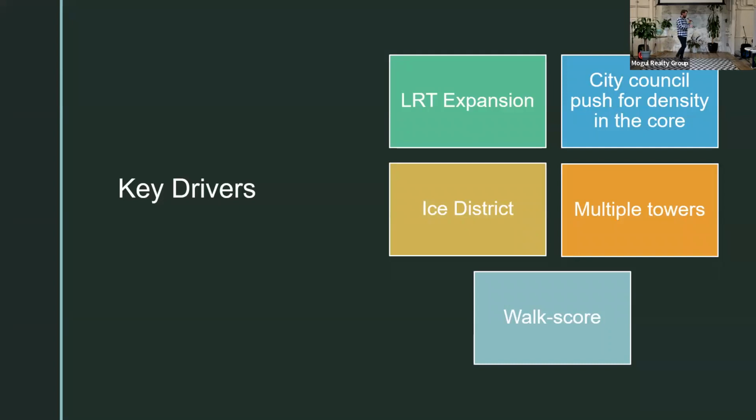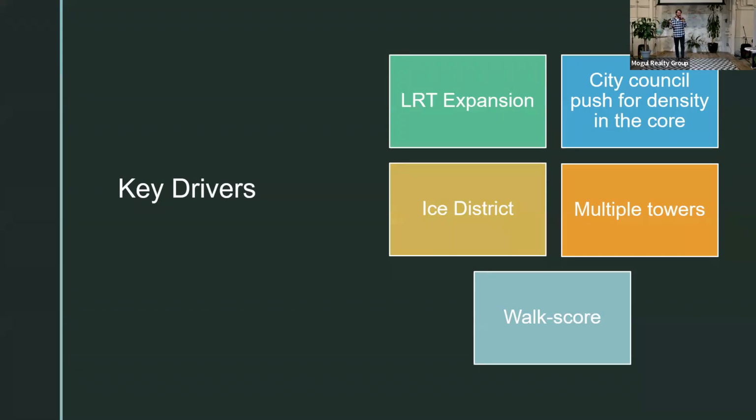Ice District. Obviously, this has been a hot topic in Edmonton for quite some time. About a couple of billion dollars going into the Ice District. It's not done yet. There's a lot of things that are still happening in that district. So that's creating a lot of hype, a lot of people coming in from out of town to go to events and venues and things like that. So a lot of key drivers for that specific part of the downtown core. Multiple towers, we're going to get into that a little bit, but there's a lot of development continuing to happen in the downtown core.